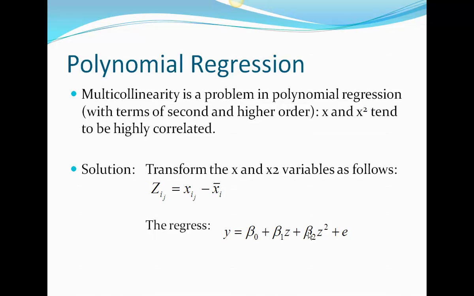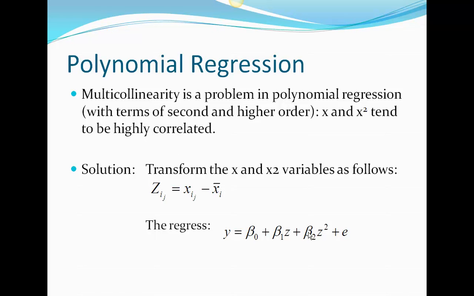Now we know x being related to y is good, because that's good for predictive purposes. But x being related to another x, that's not so good. So anytime you add a higher order term, you're definitely introducing a potential multicollinearity problem. So what you can do is use this z transformation. Now it looks kind of complicated.